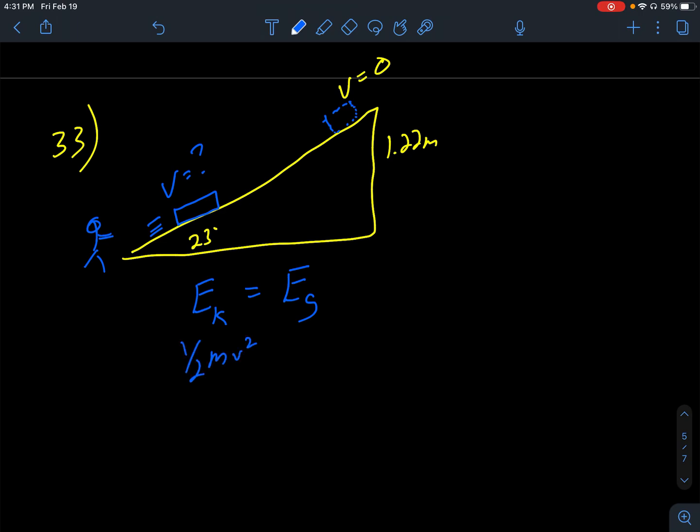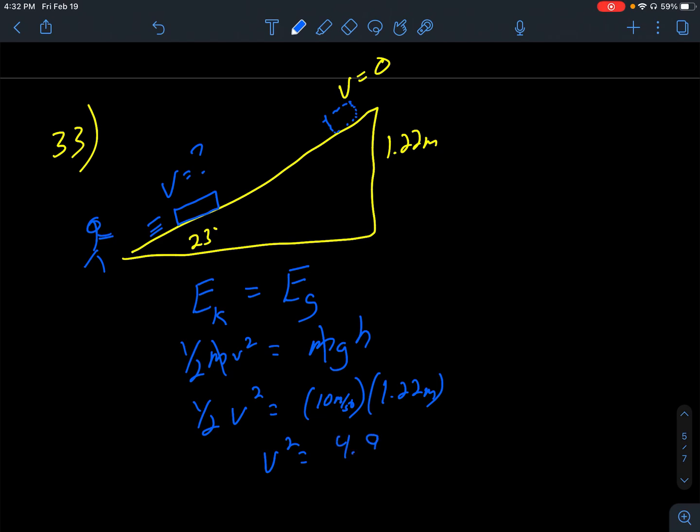So we know the equation for kinetic, we know gravitational turns into a mass party. Take mass from everybody. We're looking for that initial velocity in the beginning. We know g, we know that height. Do some basic math. Oh, didn't mean to put the square there. And we get about 5 meters per second.